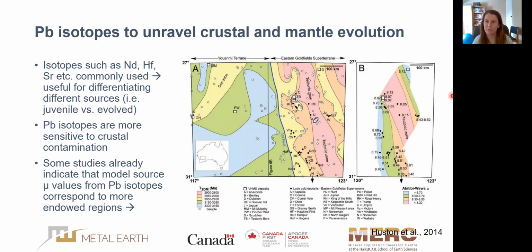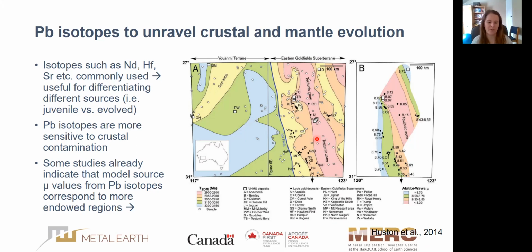Lead isotopes have historically been used at the deposit scale for understanding the evolution of ore systems. But at a slightly larger scale, there's beginning to be a bit of a pattern between certain lead isotope values and more endowed terrains. Here I've plotted up a figure from David Houston's paper from 2014. This is really just showing the relationship between lead isotope values, what we call mu values, and how they relate to different VMS deposits. So there's starting to emerge a pattern that we can start to look at in more detail.